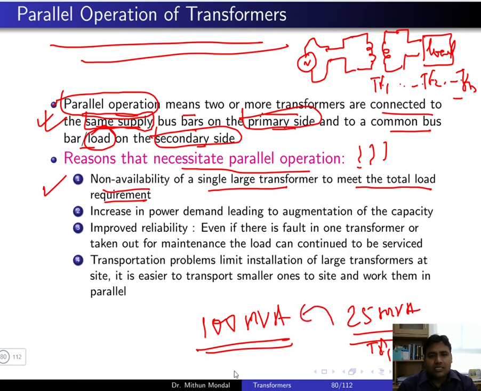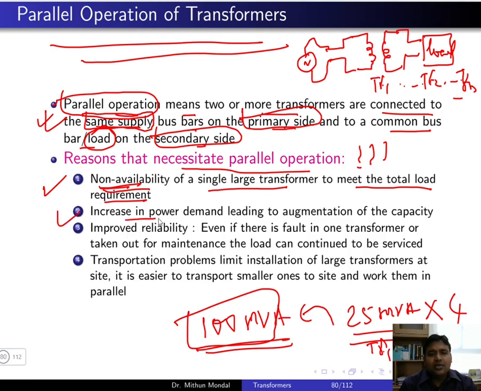Then instead of bringing in a new 100 MVA transformer, we multiply and try to obtain 4 single phase transformers which can meet a requirement of 100 MVA. So whenever there is a non-availability of power to meet the total demand of the system, we try to bring a new transformer and keep it in parallel with the existing transformer. So this is the first reason.